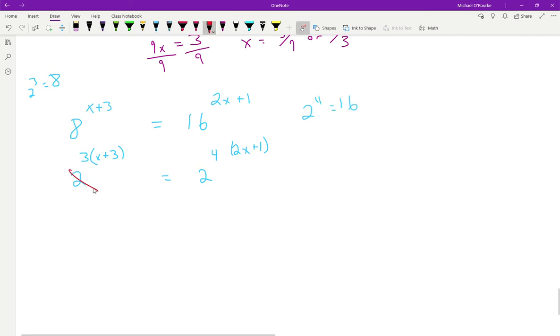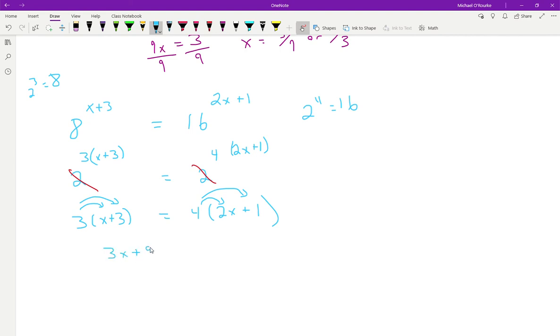Now I have my common bases. I can drop them. And then I'm left with this. 3 bracket x plus 3 equals 4 bracket 2x plus 1. I'm going to multiply in. The students who I used to teach would know rainbowing. So equals 3x plus 9 equals 8x plus 4.